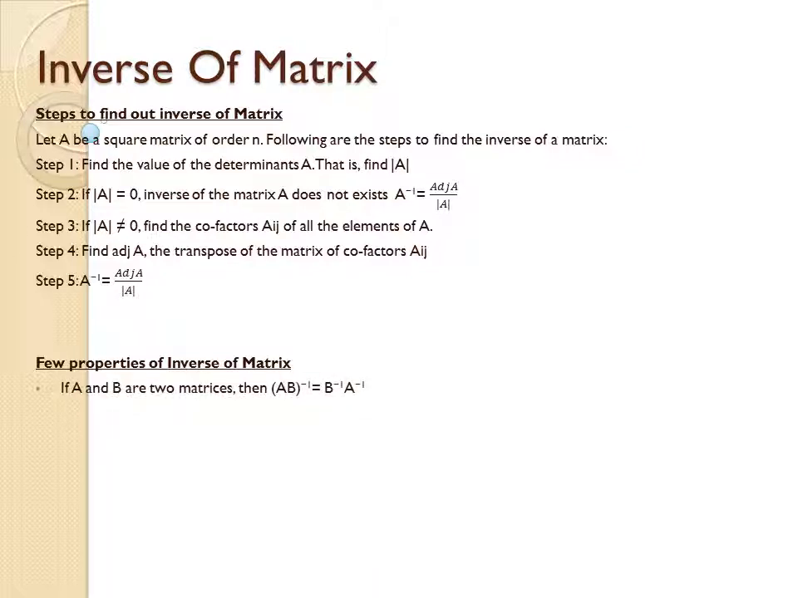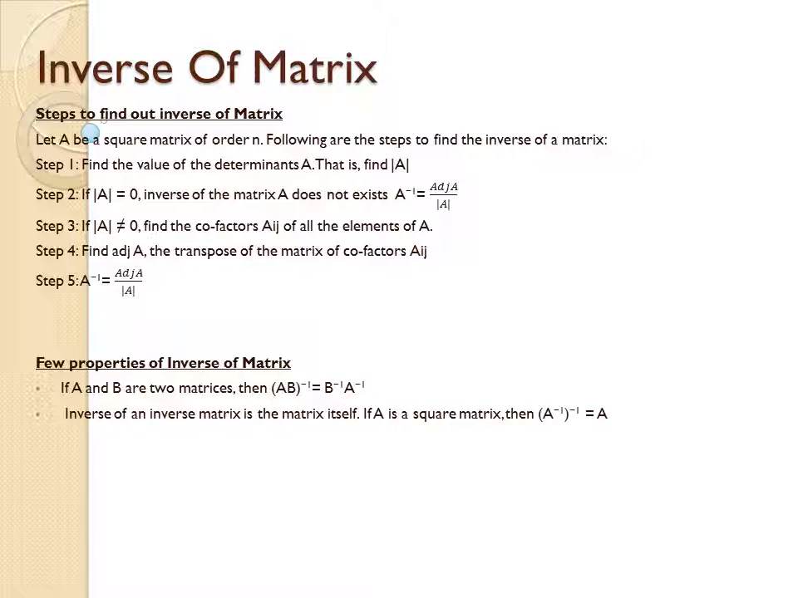There are a few properties of the inverse of a matrix. What are those? If A and B are 2 matrices, then the inverse of AB, the product of A and B, equals B inverse into A inverse. It is not the case that (AB) to the power minus 1 equals A inverse into B inverse. This is a different kind of thing. (AB) inverse equals B inverse and A inverse.